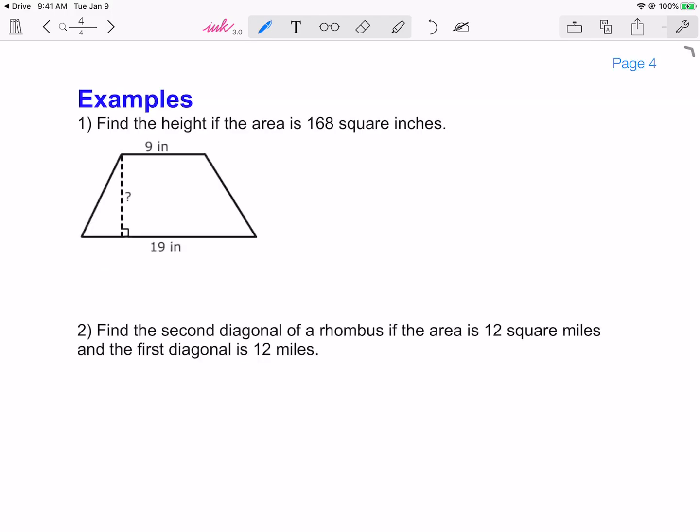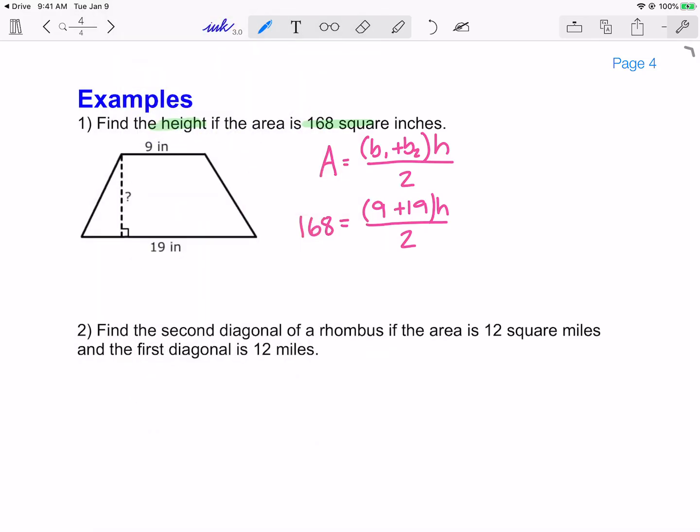All right, let's take a look at a few more examples. So in this one, I've got to work backwards. It says find the height given the area. So the area is 168. I'm going to write my formula. Area is base 1 plus base 2 times the height divided by 2. Let's plug in what we know. I know the area is 168. I know the bases are 9 and 19, but I don't know the height. So I've got to work backwards.